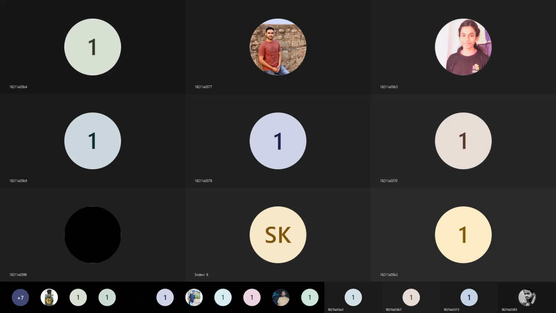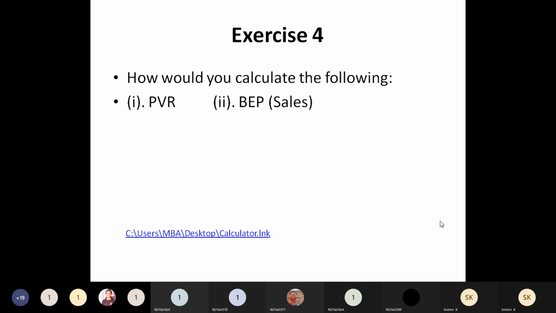So this is exercise 4. Previously we have done 3 exercises. Those who are absent, you can go through the videos on YouTube. And for this question, you need to calculate the PVR, break-even point, margin of safety, and also profit.